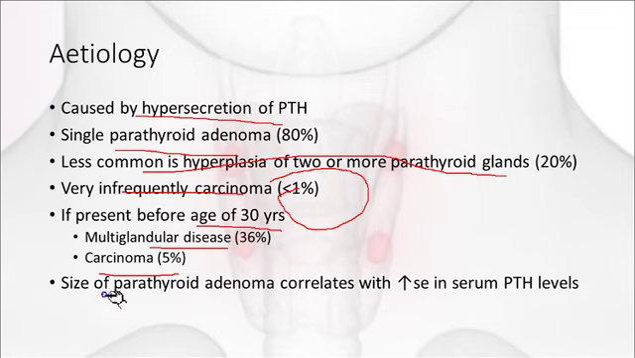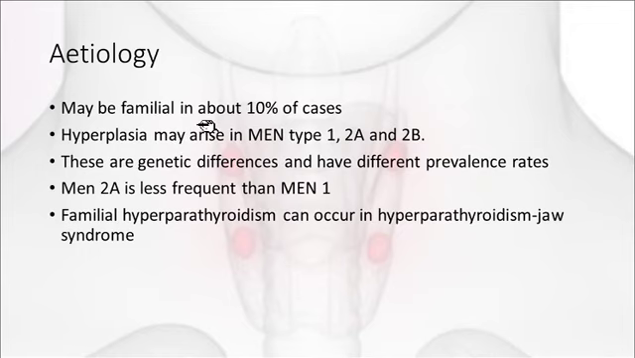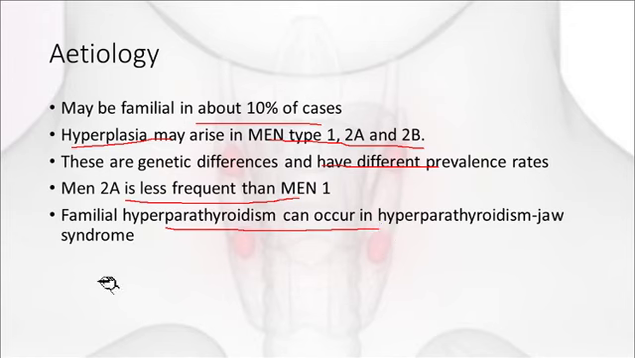The size of a parathyroid adenoma correlates with the increase in serum parathyroid hormone levels. That means the larger the size of the adenoma, the higher the increase in serum parathyroid hormone levels. About 10% of cases may be familial, and the hyperplasia of the parathyroid gland may be as a result of the MEN type 1, 2A or 2B genes. These are genetic differences and have different prevalence rates. MEN 2A, for example, is far less frequent than MEN 1. Familial hyperparathyroidism can occur in hyperparathyroidism-jaw tumor syndrome as well.